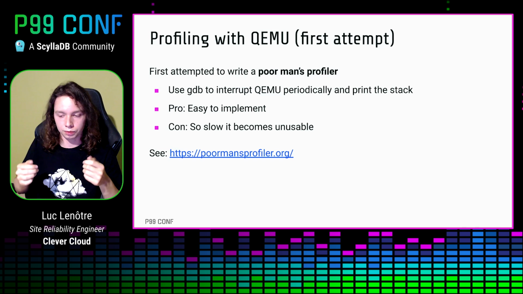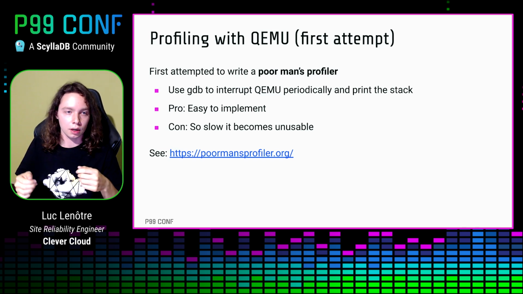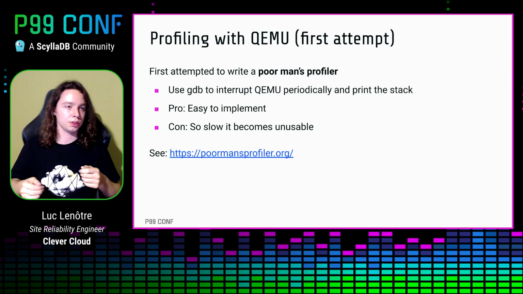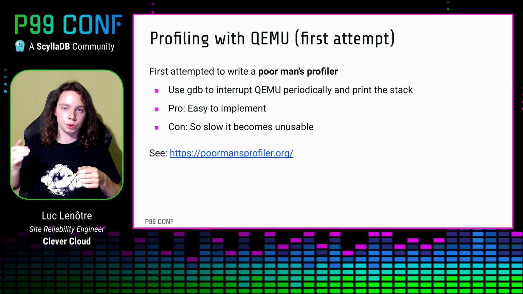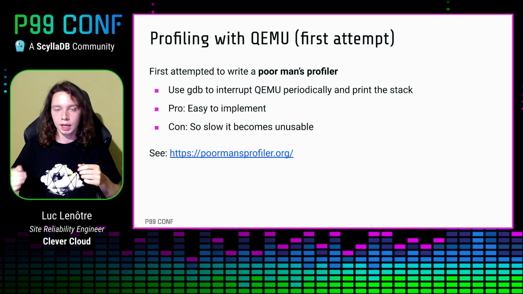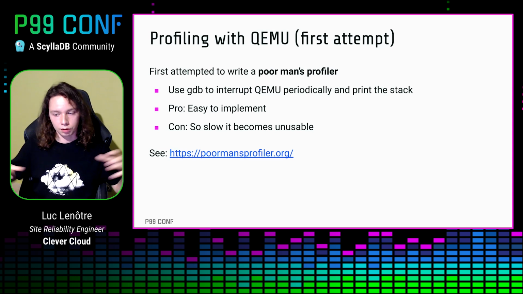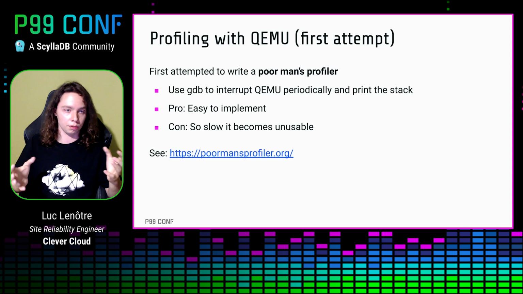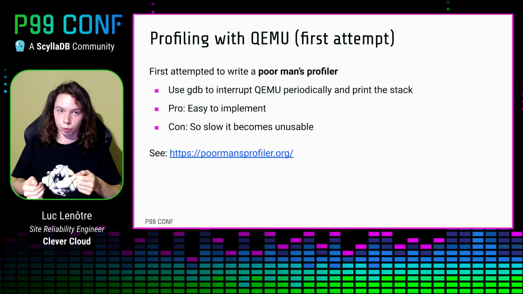To do so, I first tried to make what's called a performance profiler. That's basically using the GDB debugger to interrupt the execution of the program periodically and just get the call stack each time. Then you just aggregate everything together and you get an overview of the program. The thing is, it's actually slow in practice, too slow for QEMU. So we need another solution.